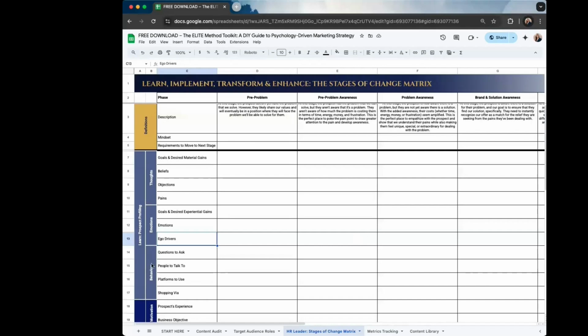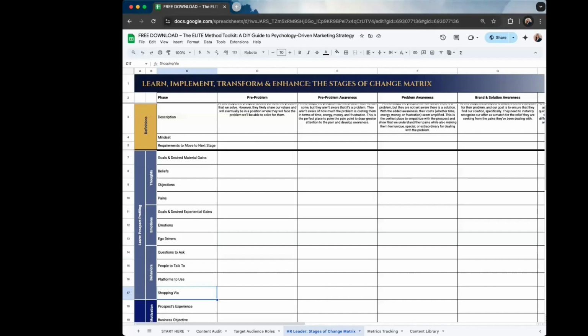Next, we go into behaviors. This is where it's important to identify, what are they actually doing behaviorally? What questions do they want to ask? They might be asking those questions to specific people. So who are they talking to? Where might they be asking these questions? Are they using specific platforms? And are they actually engaging in shopping behavior?